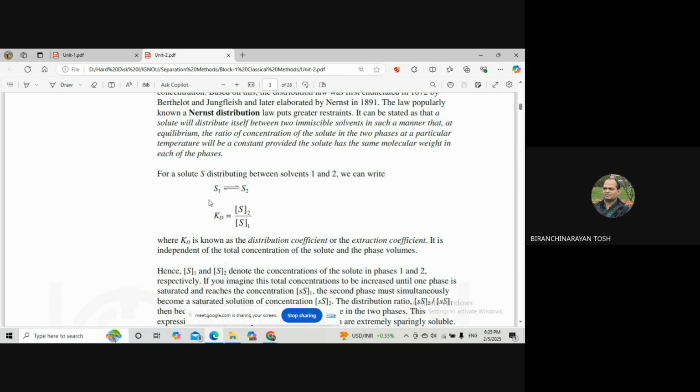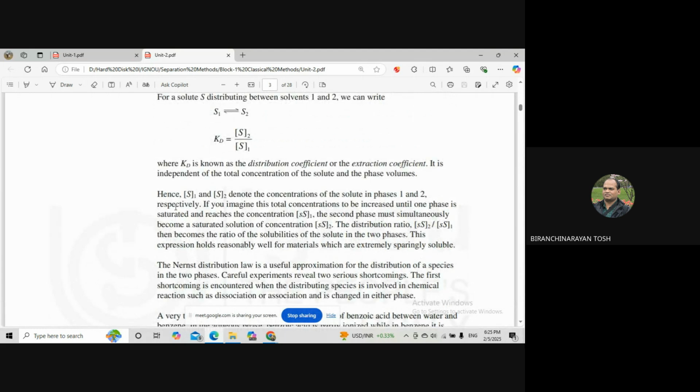KD, that is the distribution coefficient or extraction coefficient, is equal to, according to this Nernst distribution law, S2, the concentration of solute in solvent 2, divided by the concentration of solute in solvent 1. So it is independent of the total concentration of solute and its volume. Hence the concentration of solute in solvent 1 and in solvent 2 is denoted like this.